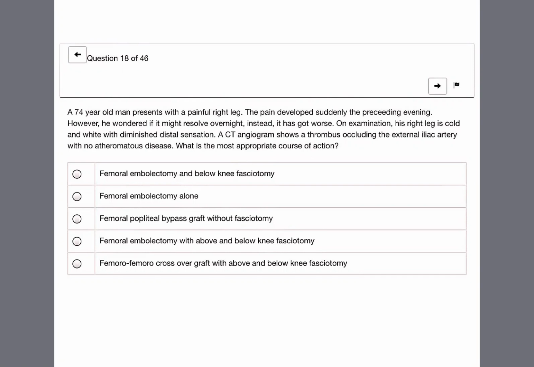A, femoral embolectomy and below knee fasciotomy. B, femoral embolectomy alone. C, femoral popliteal bypass graft without fasciotomy. D, femoral embolectomy with above and below knee fasciotomy. And the last one, E, femoral crossover graft with above and below knee fasciotomy.